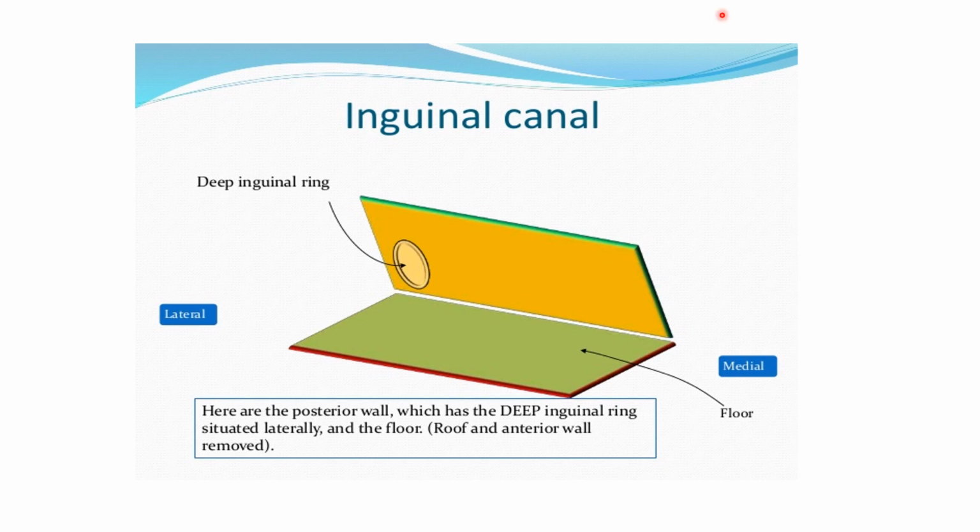So here you can see the inguinal canal, and this is the posterior wall of the inguinal canal. This is the floor of the inguinal canal, and I have removed the roof and the anterior wall so that you can easily see where the deep inguinal ring is present. This is the lateral end and this is the medial end. So the deep inguinal ring is an oval opening present in the fascia transversalis, at the lateral end of the inguinal canal.